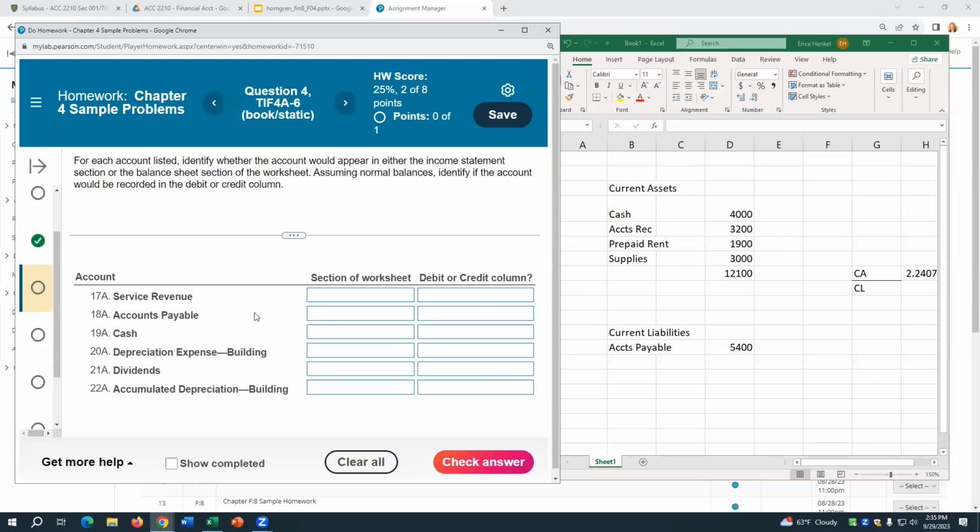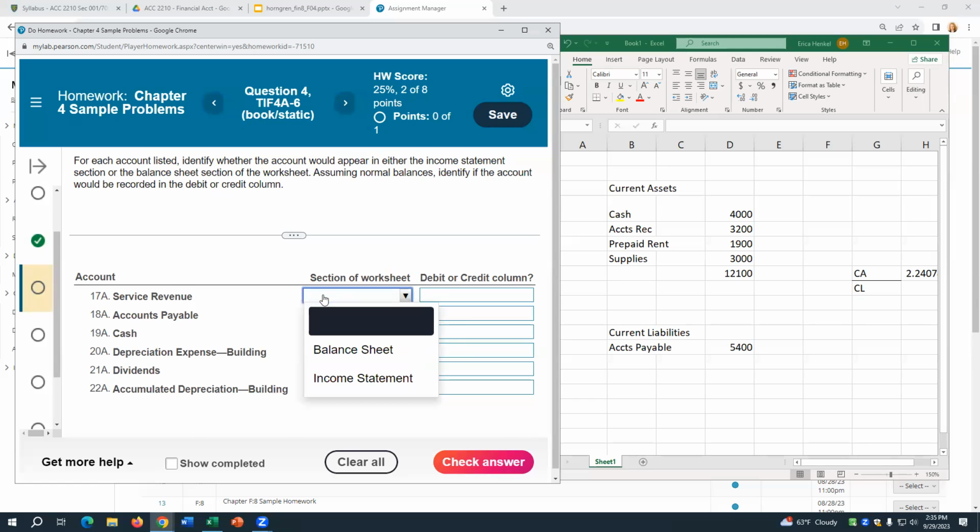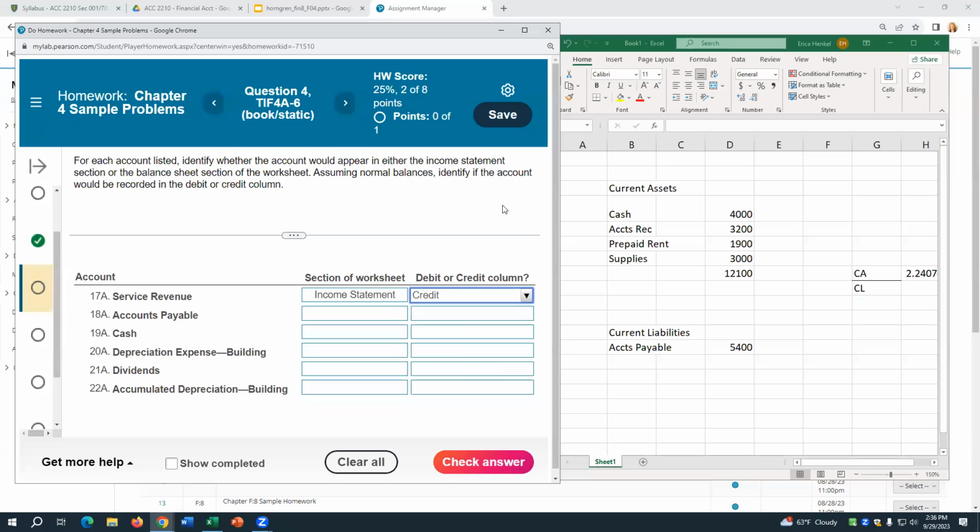So looking at that, where would service revenue end up? Income statement or balance sheet? Income statement, right? And then is a service revenue account going to be a debit or a credit? Credit, right? What about accounts payable? Where's that going to go? Balance sheet, yep. And debit or credit? Credit.